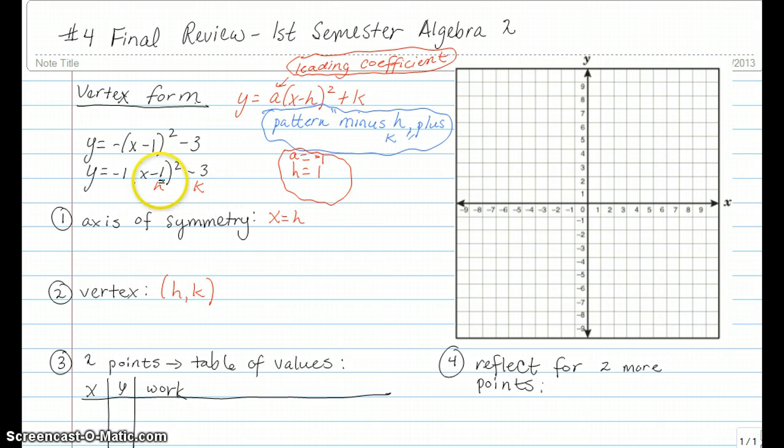So our h is 1, so it's minus h, so that followed the pattern, minus 1, plus k. Well, this doesn't follow the pattern. It's not plus 3, it's minus 3. So instead of 3 for k, it's going to be negative 3.